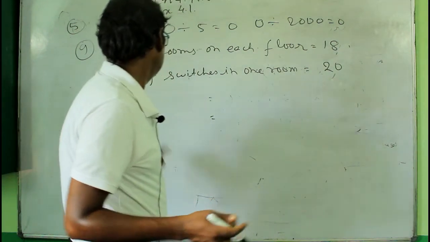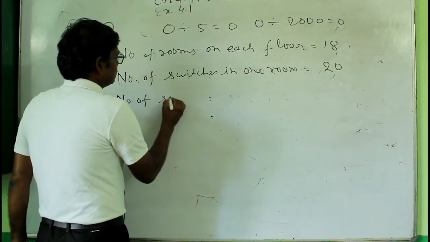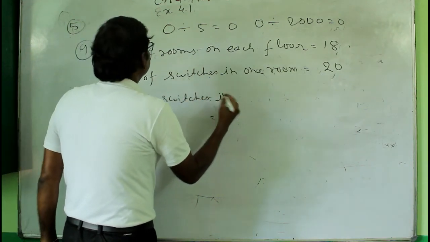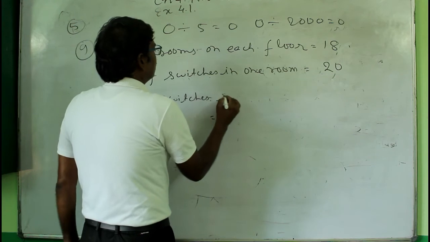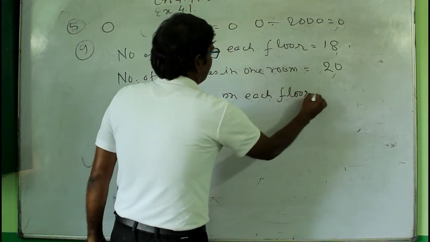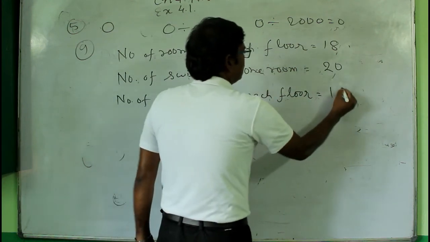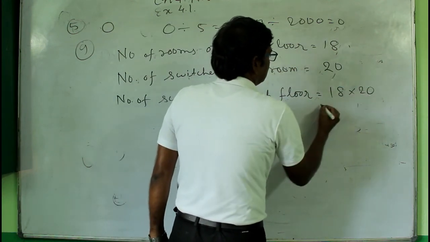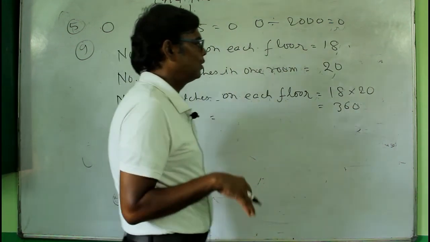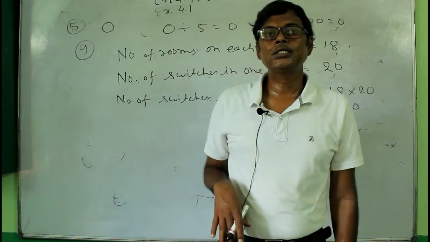Okay, then number of switches on each floor equal to how many? That is 18 into 20, that is 360. That is, on one floor we have a total of 360 switches.